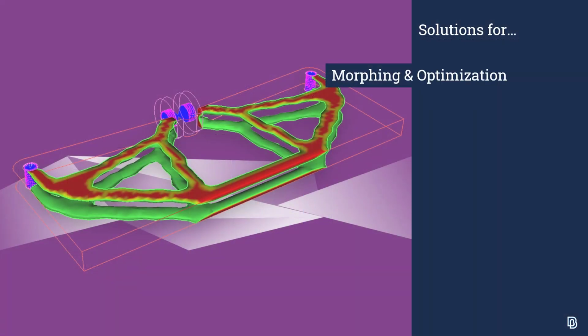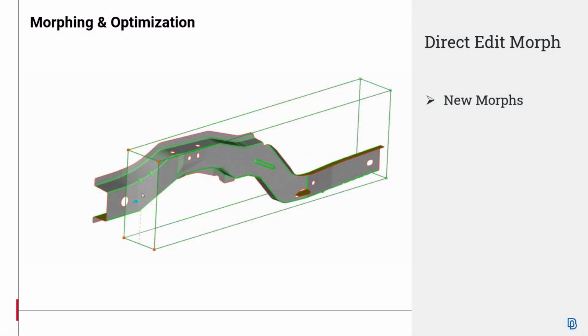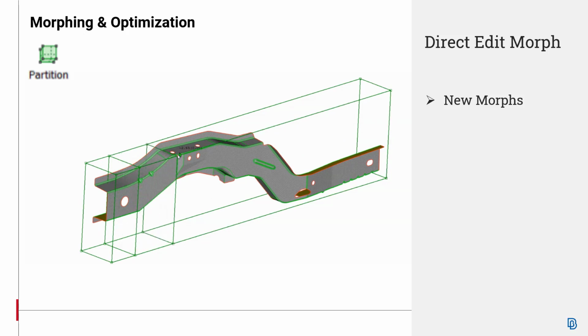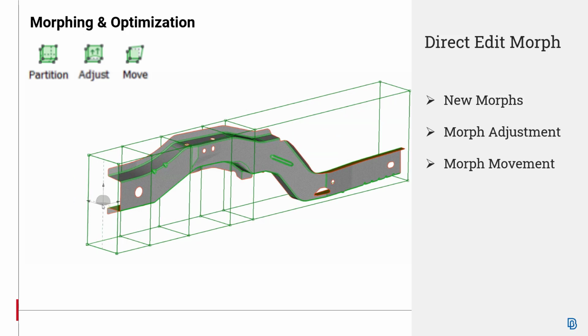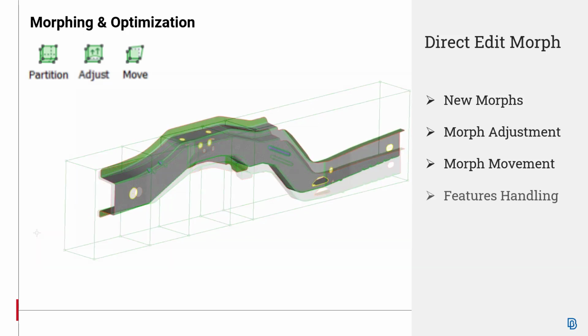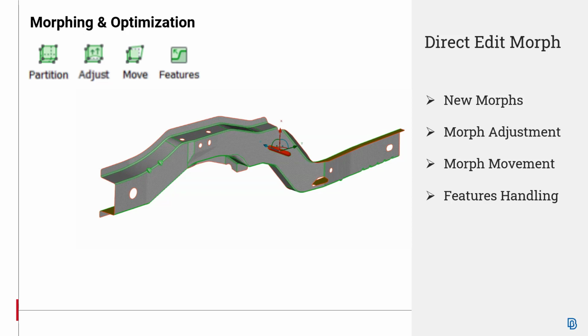Moving to the morphing discipline and the optimization domain, new tools are available under new morph modules. Each tool provides many actions depending on the position of the mouse over an entity. The partition enables the creation of new morphs from existing ones. The adjust tool allows the shape adjustments. The move tool allows the movement of all structural entities of the morphs, that is, the morph points, edges and hatches. And the features tool allows features direct handling, like their relocation, copy or removal.